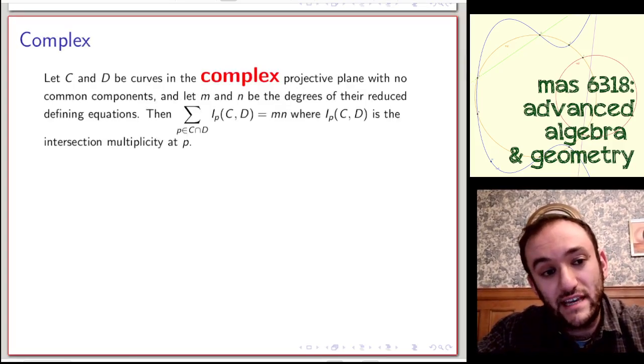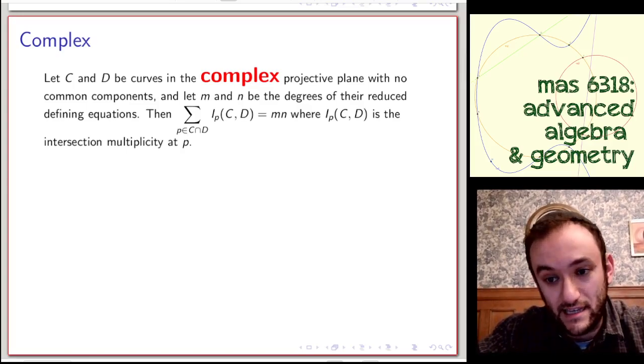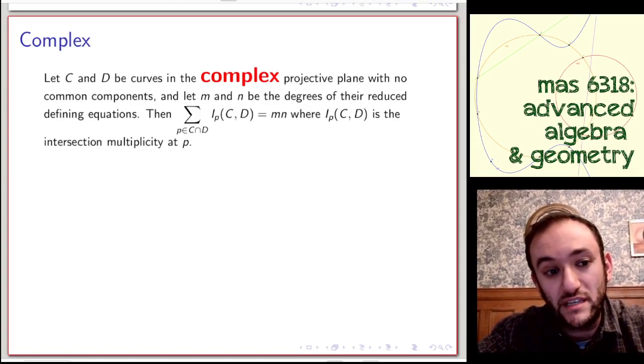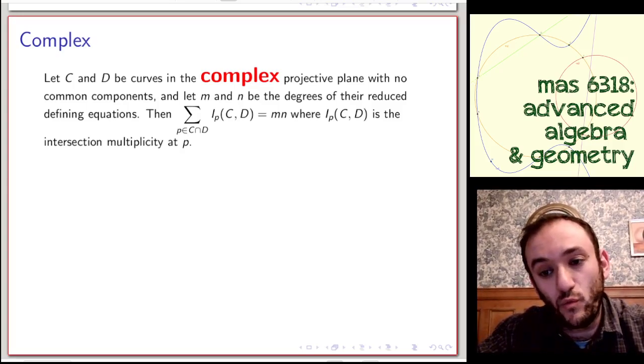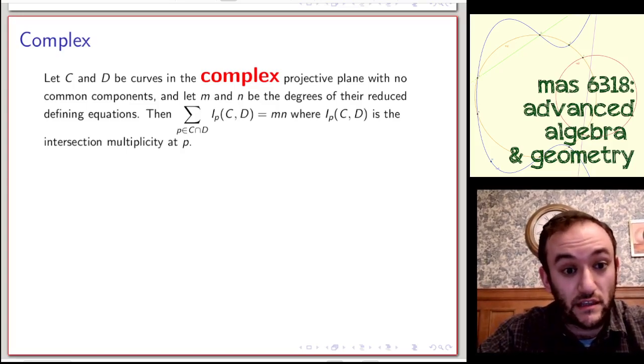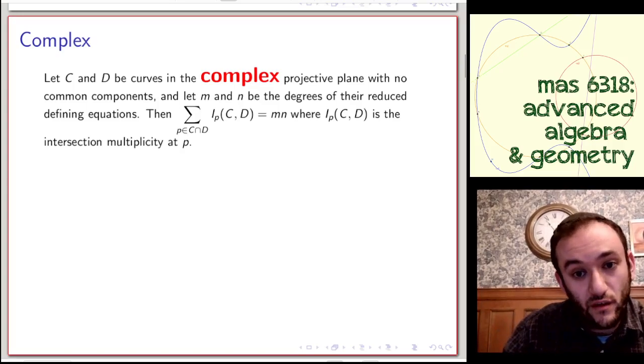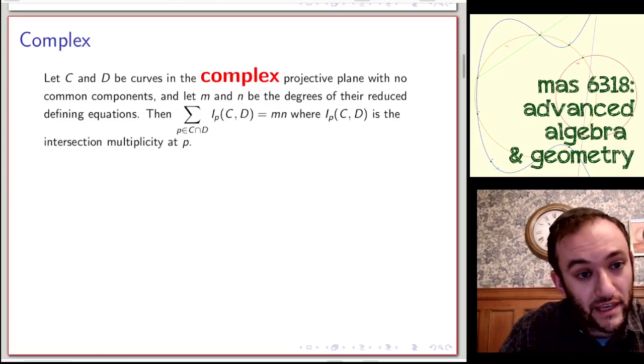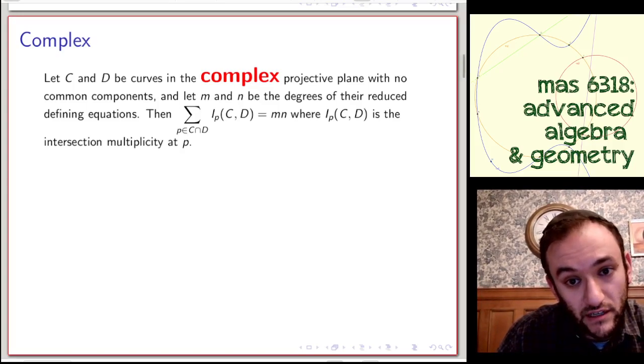So we're going to take this theorem a piece at a time and explain why each piece is necessary. The first piece is complex. Why is it necessary that we're working over the complex projective plane as opposed to, for instance, the real projective plane? Well, let's consider the following example to understand this.